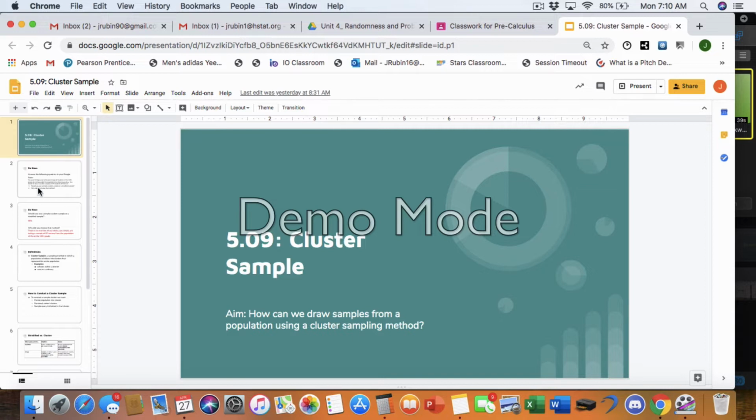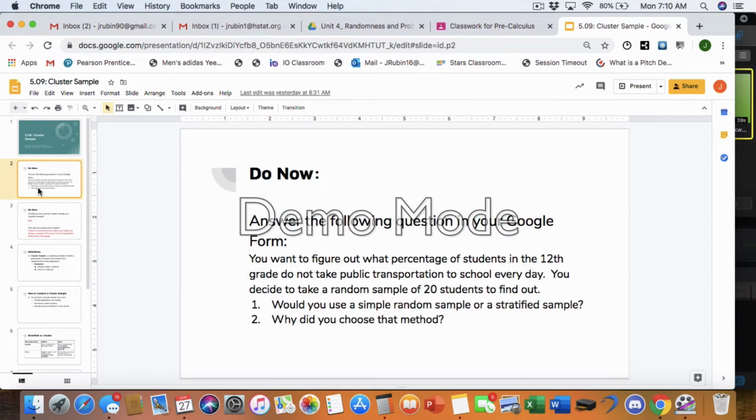Getting into today's lesson. So the do now, I'm going to want you guys to answer the following questions in your form. You want to figure out what percentage of students in the 12th grade do not take public transportation to school every day. You decide to take a random sample of 20 students to find out. Would you use a simple random sample or a stratified sample? Why did you use this method? So take a minute or two to do that. When you finish in the Google form, come back here to review your answers.